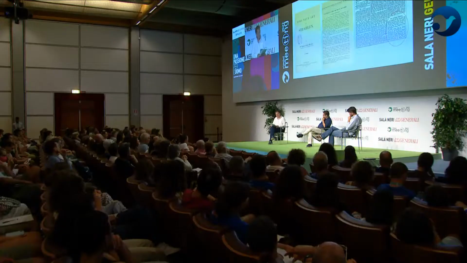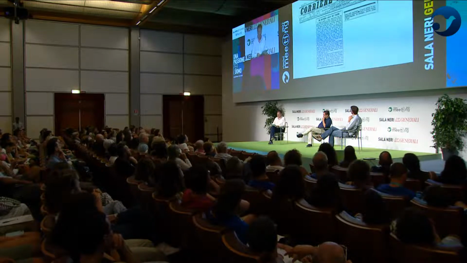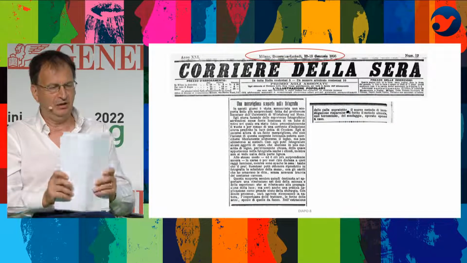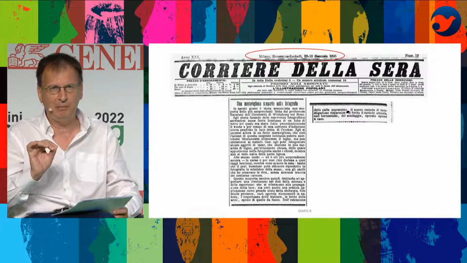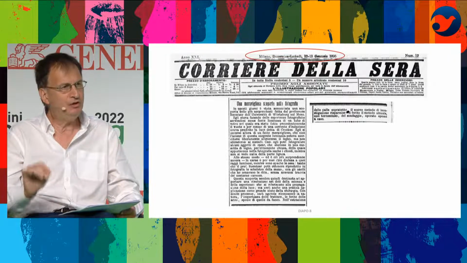In Italy, what happened? In Italy, the news was first published by the newspaper Corriere della Sera of the 12th and 13th January 1896, with an article titled "A Wonderful Discovery in Photography." And you will have a chance to see this newspaper in the exhibition. I will simply read you the beginning, just to understand the atmosphere.